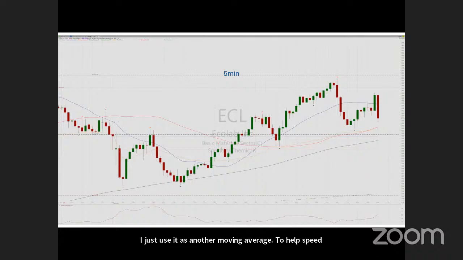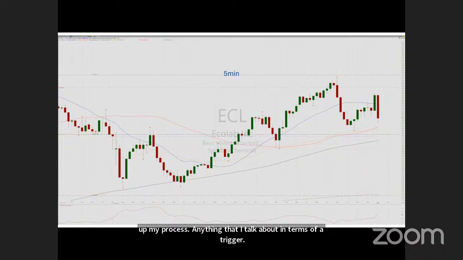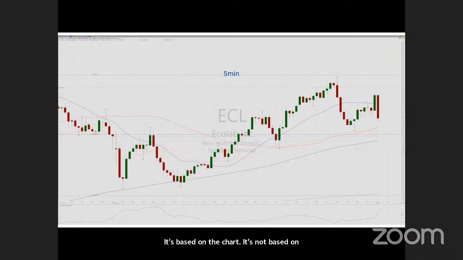Anything that I talk about in terms of a trigger, it's based on the chart. It's not based on any indicator. Sometimes more things align, and that gives me more confidence. However, I don't use it as a trigger. It's just another point of reference, if you will.